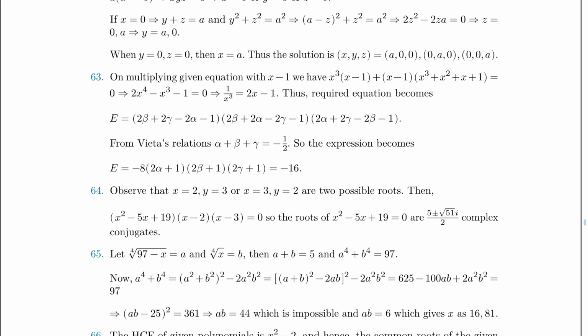So once we have ab as 6, this equation will give us 4 and 9 as the solution. So from here we get x is equal to 16, and 9 squared gives 81 as the answer. So we have two values for x, 16 and 81. This is 2 to the power 4 and this is 3 to the power 4, and the sum would be 97 as indicated here.